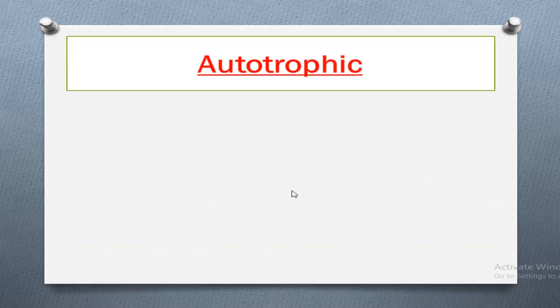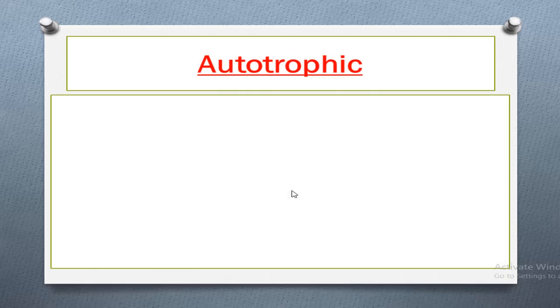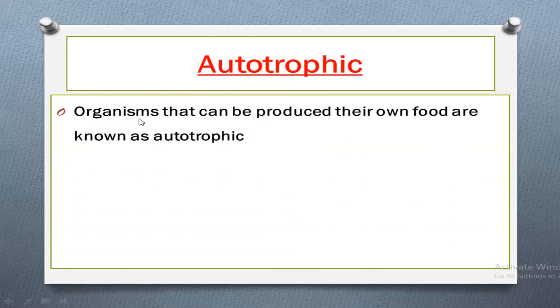Right, then we will go to learn about autotrophic. What is autotrophic? Autotrophic means organisms that can produce their own food are known as autotrophic. Right, then we will go to what are the examples for the autotrophic organism.